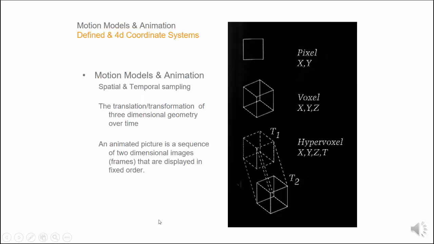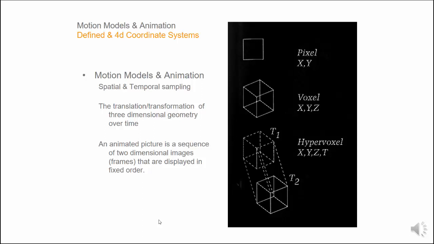Motion models and animation assumes spatial and temporal sampling. In the illustrations produced by Bill Mitchell and Malcolm McCullough, look at pixels, voxels, and hypervoxels, right, as you begin to increase the complexity, adding the fourth dimension of time. Pixel, an XY point, a voxel, a volume at X, Y, and Z, and a hypervoxel, which is a voxel that actually has a movement attribute as it, over time, can move from T1 to T2.